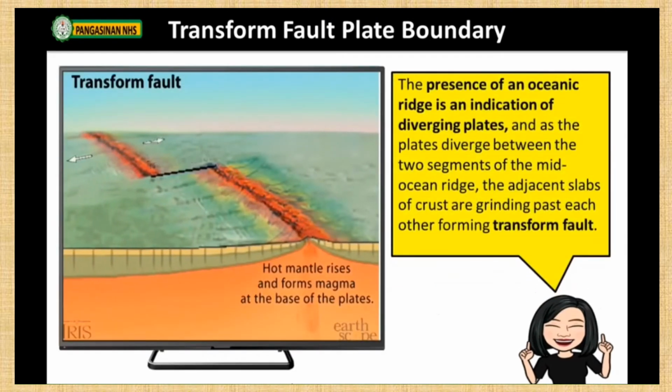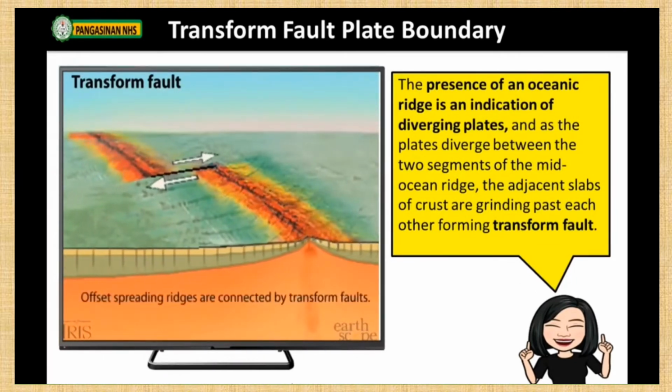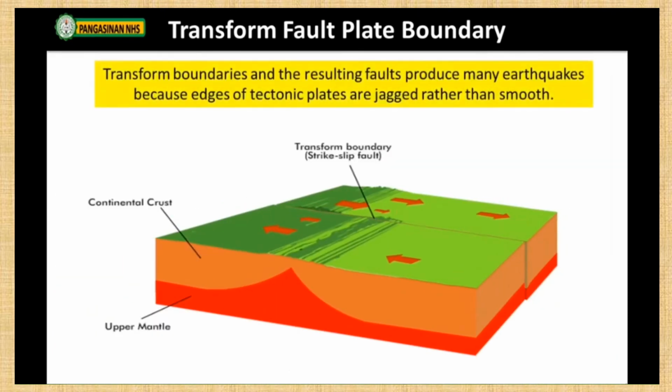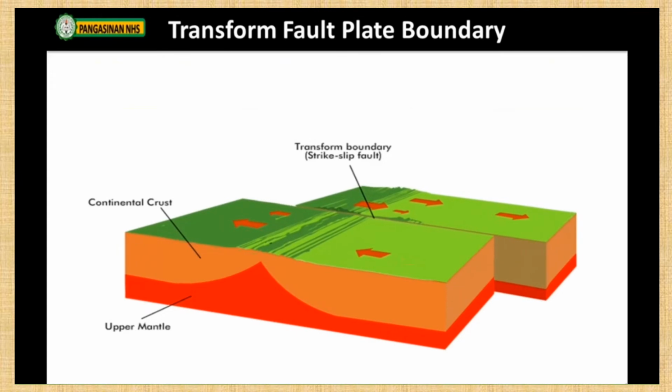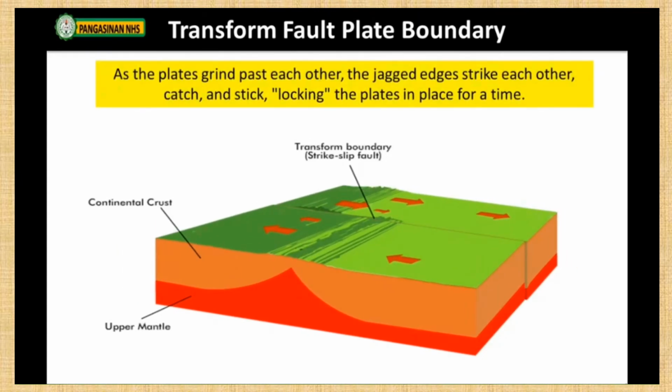The presence of an oceanic ridge is an indication of diverging plates, and as the plates diverge between the two segments of the mid-ocean ridge, the adjacent slabs of crust are grinding past each other, forming transform faults. Transform boundaries and the resulting faults produce many earthquakes because edges of tectonic plates are jagged rather than smooth. As the plates grind past each other, the jagged edges strike each other, catch, and stick, locking the plates in place for a time.